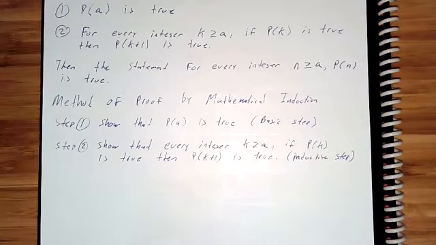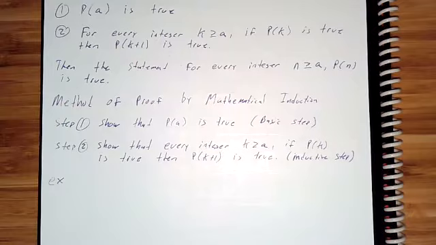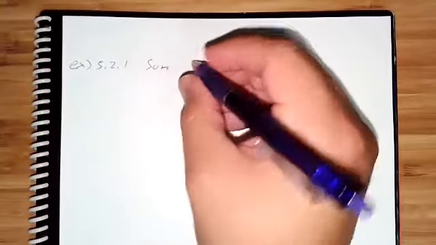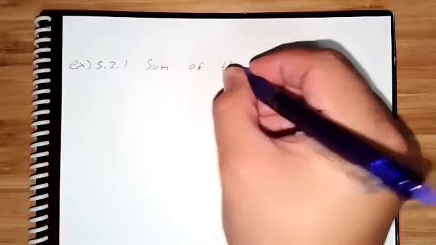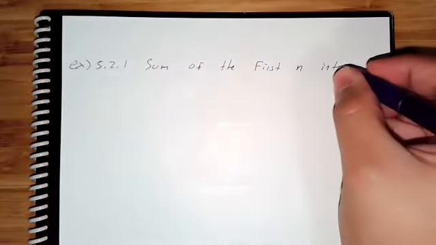Here we go. So example, maybe we should do it on a different page. Yeah, let's make a different page. Just like this. Example 5.2.1. Sum of the first n integers.